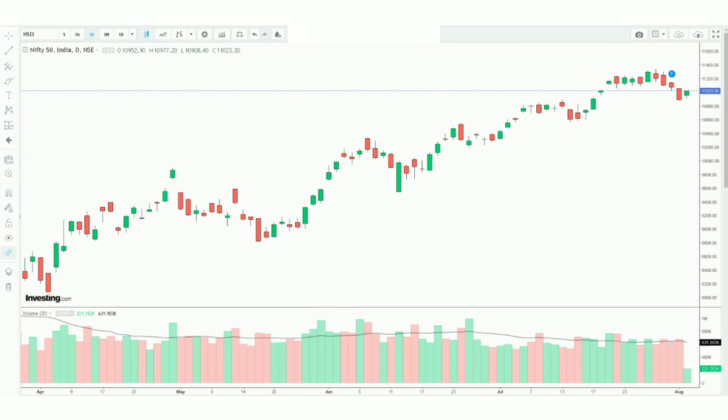So by this we have learned how to identify who is going to take control of the market, whether the buyer or the seller. If the buyer is taking control, the candle will be green, and if the seller is taking control, the candle will be red. It means the seller is overpowering the buyer and the price is moving down, and if the buyer is taking control, the price will be moving up.